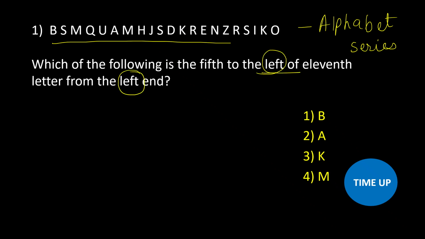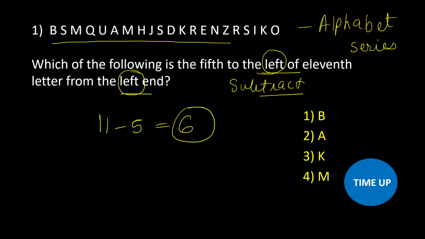So when "left" is given, then you need to subtract, correct? Fifth and 11th is given, so 11 minus 5 is how much? 6. 6 from the left end you have to check. 1, 2, 3, 4, 5, 6. So A is your correct answer. So option A is the correct one.